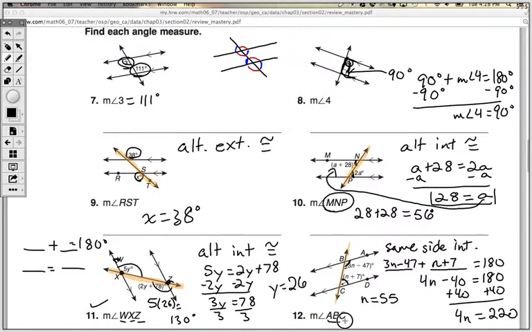But we're not done, because they're asking me to find the measure of angle ABC, which would be this one, 3n minus 47. But I'm going to cheat. If I plug n into n plus 7, that's 55 plus 7, which is 62. Now I'm going to go backwards, because I know they add up to 180. So 180 minus 62 gives me 118 degrees, and there you go.